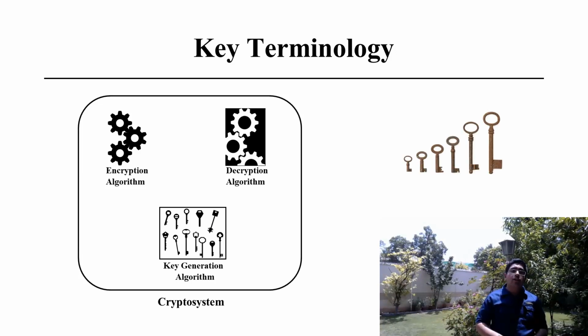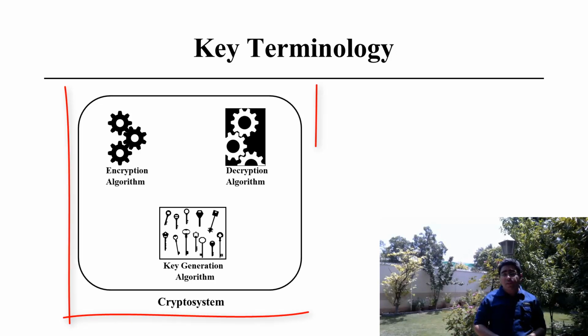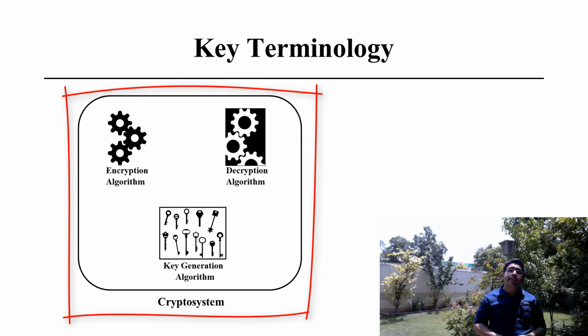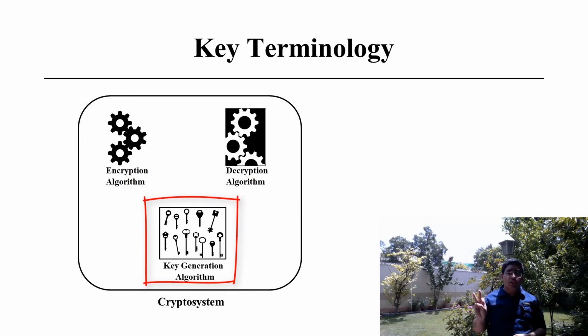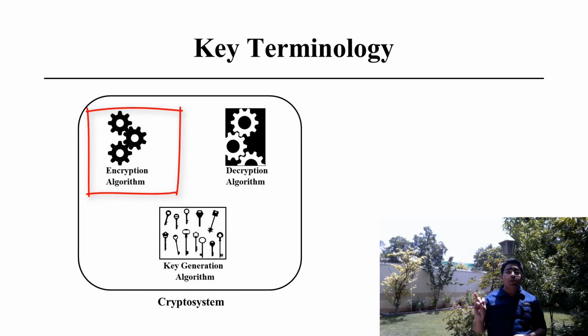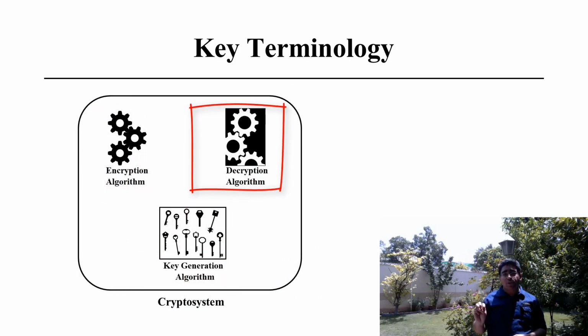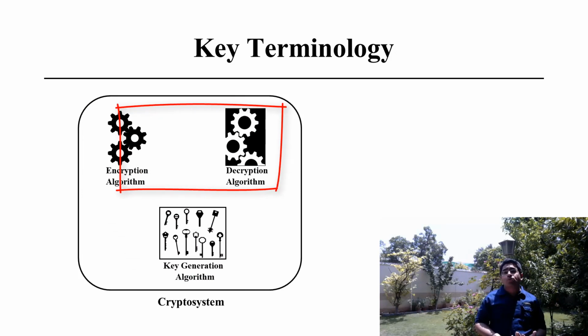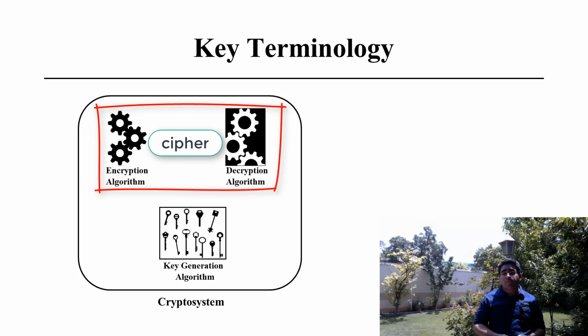A system that relies on one or more algorithms to implement a security service is called a crypto system. Typically, a crypto system consists of 3 algorithms, one for key generation, one for encryption, and one for decryption. The term cipher is also used to refer to a pair of algorithms, one for decryption and one for encryption.